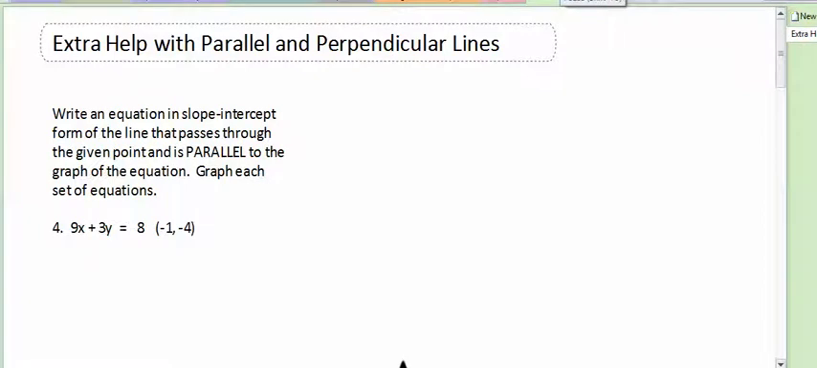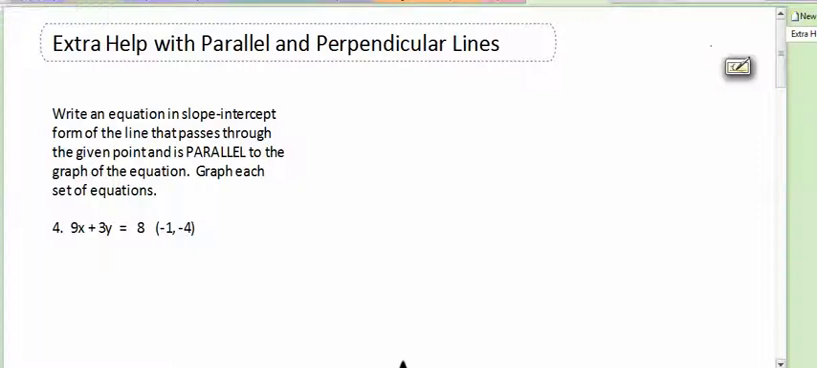Okay, so today, right now, we're going to be doing a little extra help with parallel and perpendicular lines. The directions are like what you might have for homework. Write an equation in slope-intercept form of the line that passes through the given point and is parallel, so I put it in capital letters, to the graph of the equation. And it says graph each set of equations.